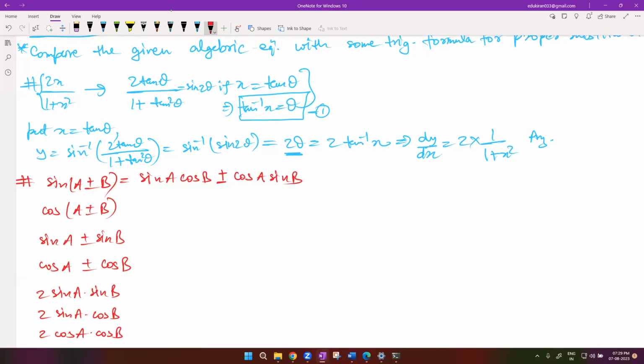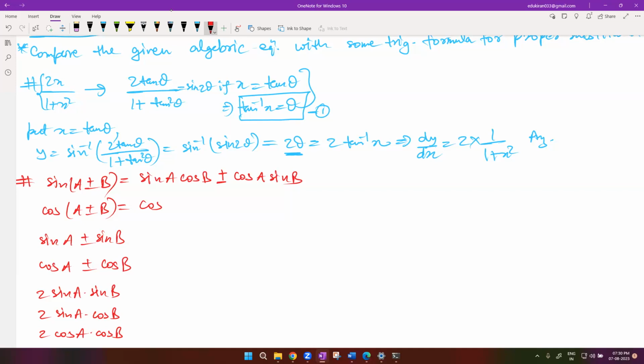Or if you're writing sin a minus b, then sin a cos b minus cos a sin b. Now, in case of cos a plus minus b, it will change. First of all, in case of sine, there will be both sine and cos involved in both of the expressions. You can observe that. In the first expression also sin a cos b, and in the second also cos a sin b.